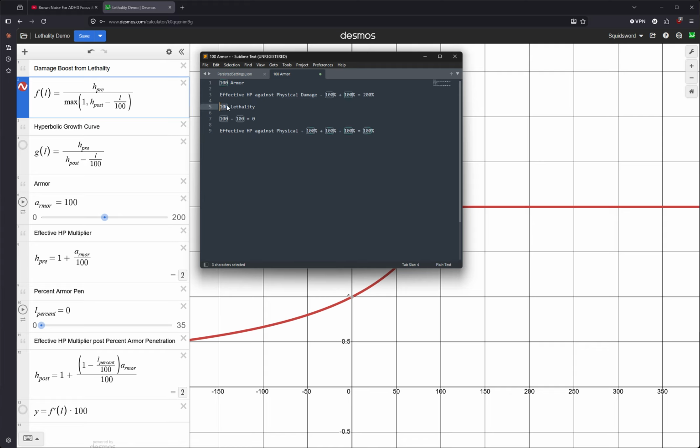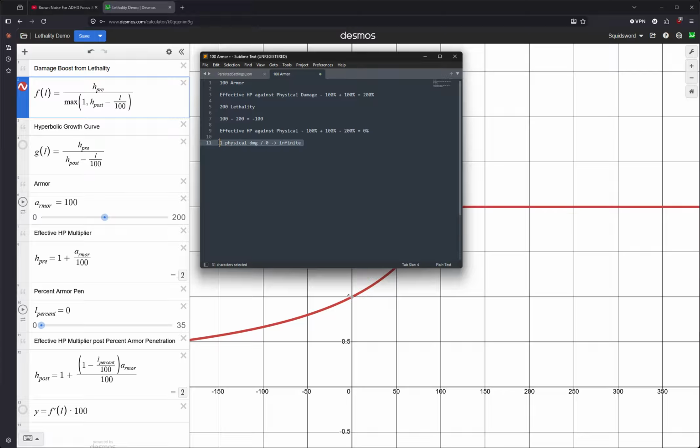But what if you had 200 lethality? Now you have 100 minus 200. You actually have negative 100 here. What does that mean? Your armor is negative 100. If you plug it into the numbers here, then that actually means your effective HP is 0%. And this means you're doing infinite damage. If you do 1 physical damage, it gets divided by 0, basically, and it's going to turn into an infinite amount.